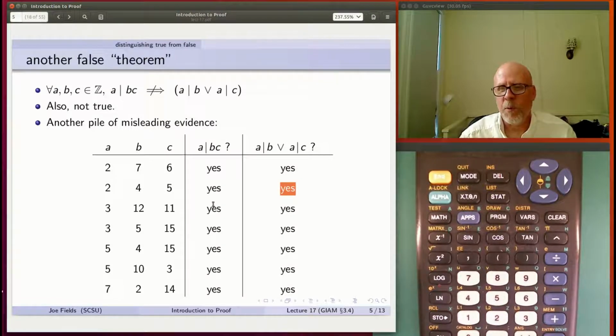Maybe this is like before, though. Is there a reason I'm choosing 2 as this number? Maybe it works for 2, but it doesn't work for other values. So here's 3.